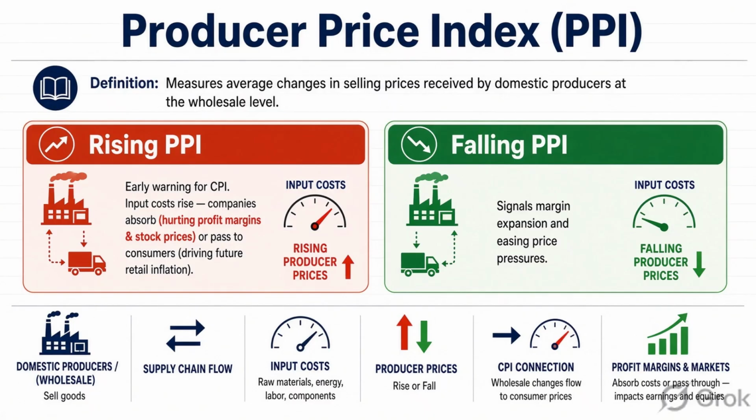Producer Price Index, or PPI, measures average changes in selling prices received by domestic producers at the wholesale level. PPI acts as an early warning system for CPI. Rising PPI means input costs for factories and suppliers are increasing. Companies will either absorb these costs, reducing profit margins and stock prices, or pass them on to consumers, driving future retail inflation. Falling PPI signals margin expansion and easing price pressures.